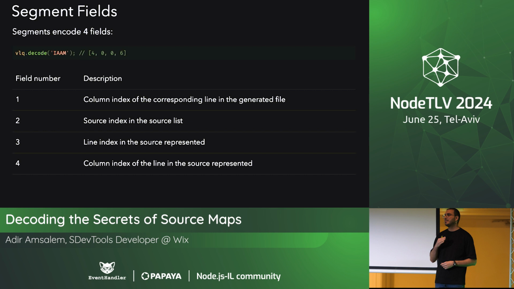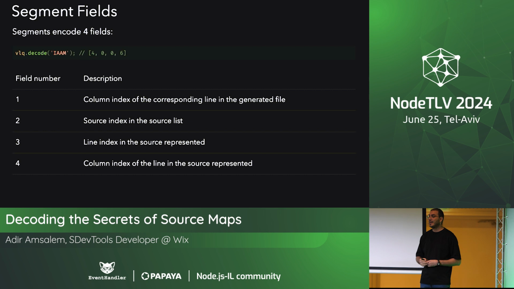The first field is the column in the generated file. This is the only field that references the generated file. And now we reference the source file. So the second field is the source we are talking about. In the previous example, we had a single source, so it's going to be 0 throughout all the mappings.